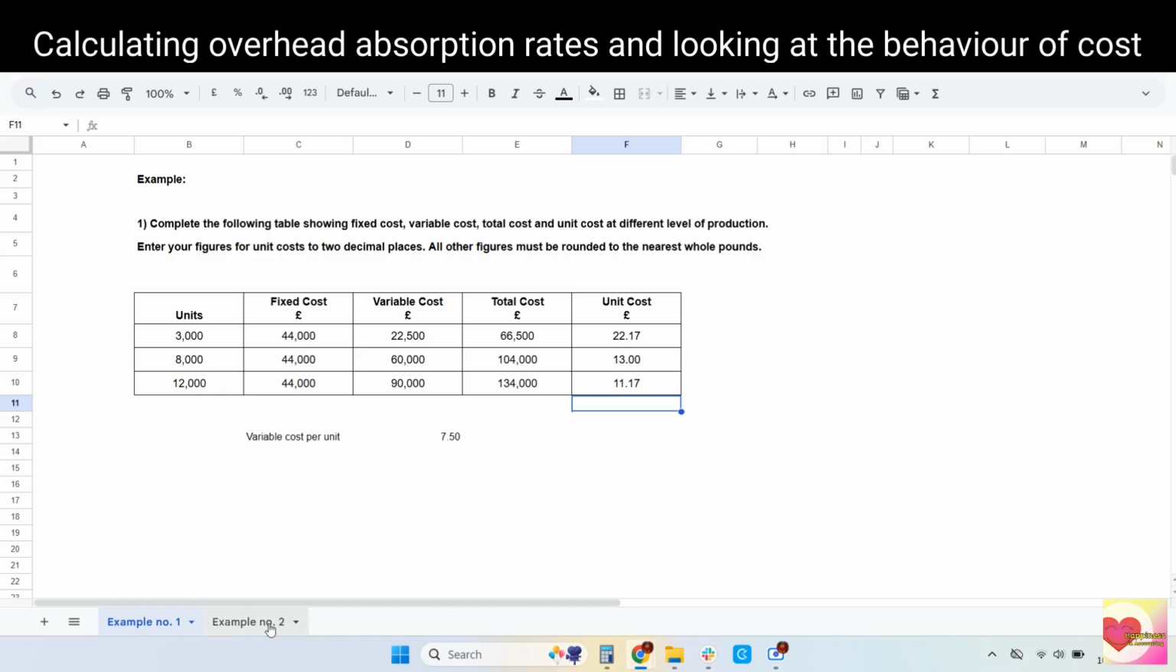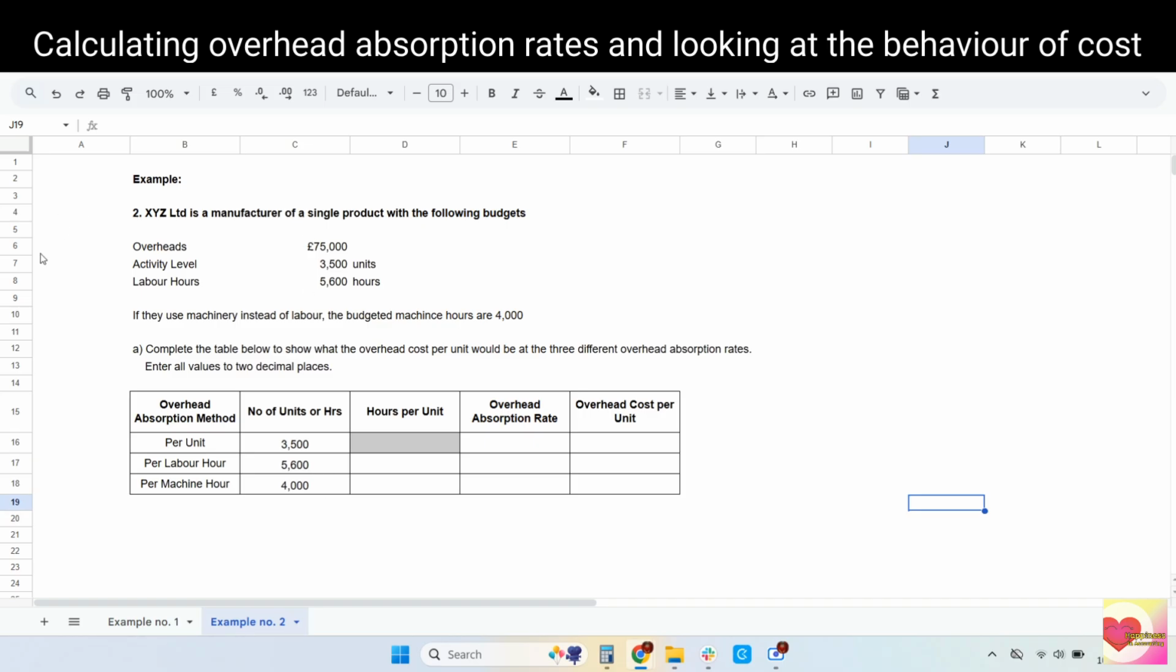Next, let's move on to our next question, number 2. XYZ Limited is a manufacturer of a single product with the following budgets. So this is the budget. If they use machinery instead of labor, the budgeted machine hours are 4,000.